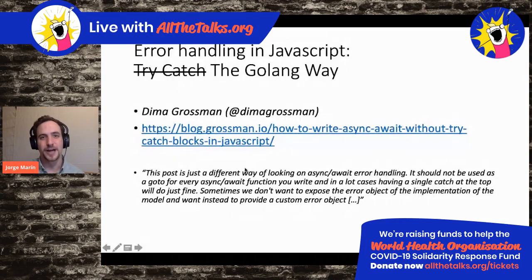Basically, at the end of the post, he says that this is a different way of looking at how to handle async await errors. It's not that for no reason you should not use try catch and start using this. This is just another nice way of handling the errors, and it's up to you to choose either of those in the right situation.